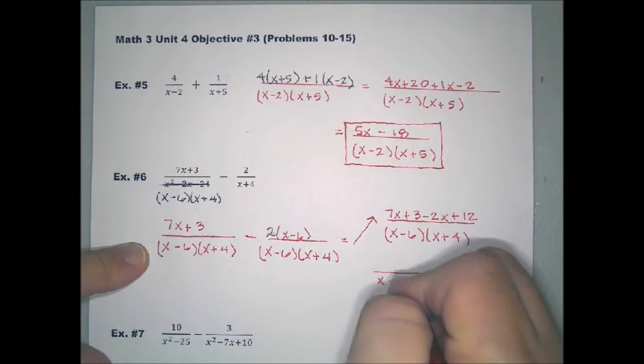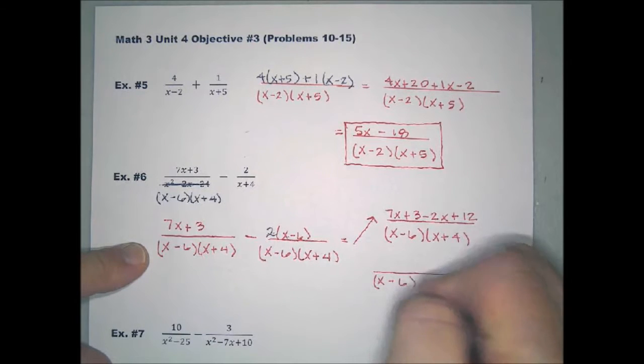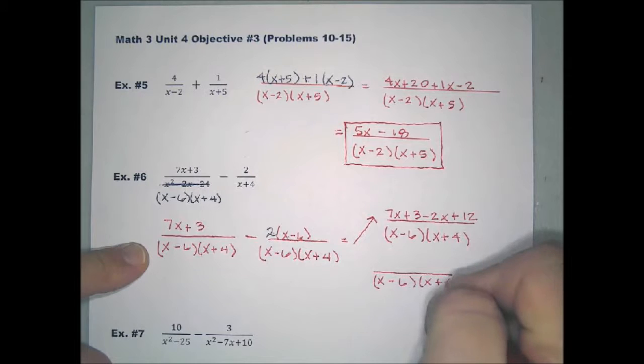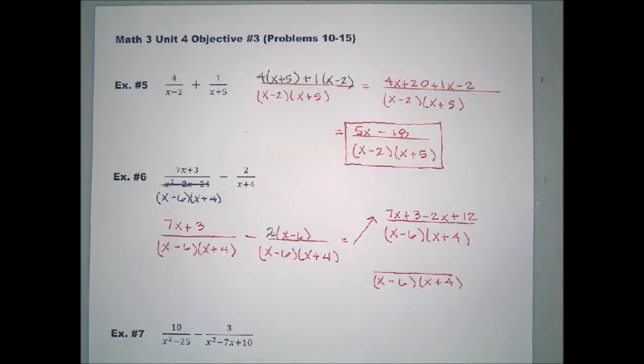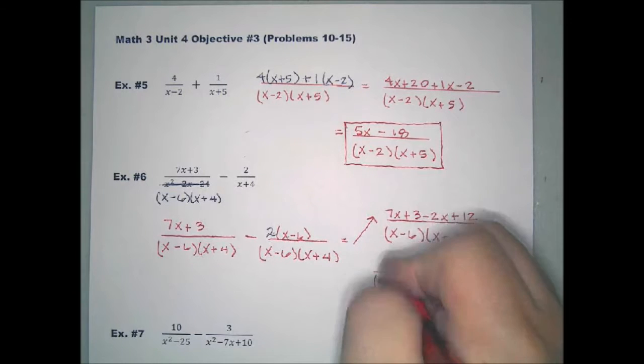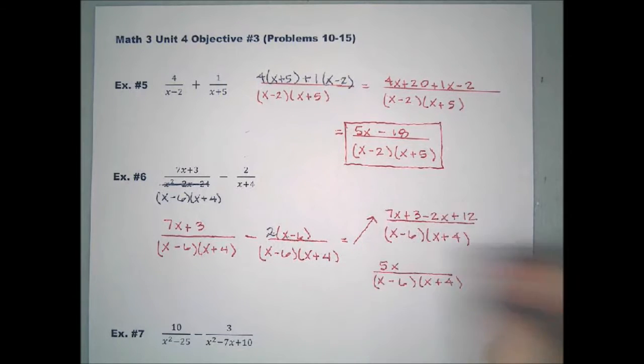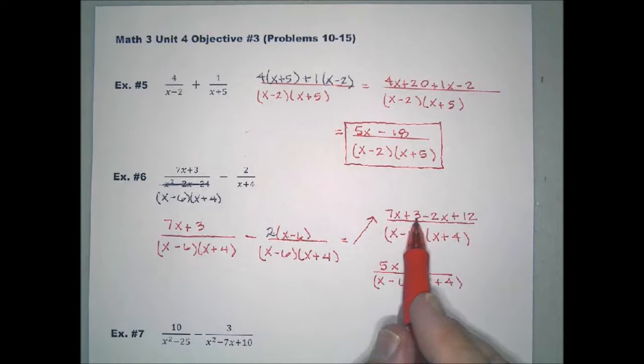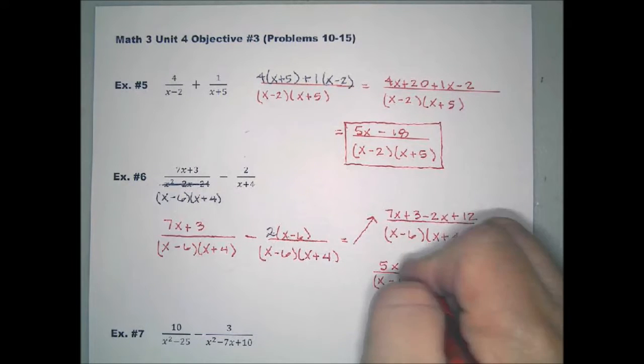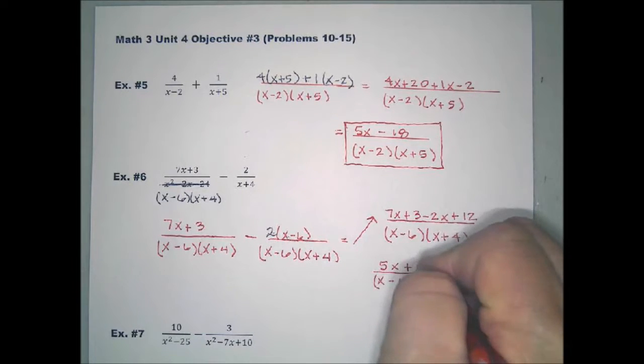So keep cleaning up the numerator. The denominator really isn't going to do anything for a couple of steps. So 7x minus 2x is 5x. This 3, which is positive, plus that 12, which is positive, makes plus 15.